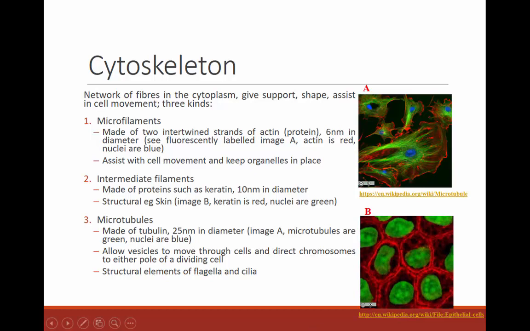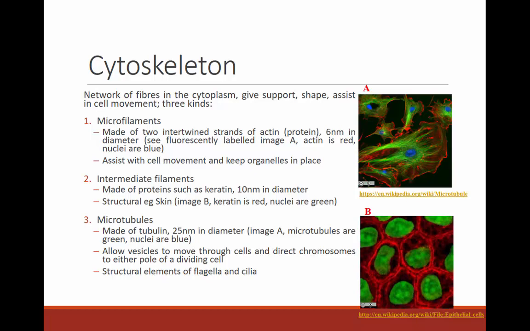Then the microtubules. Now, everyone remembers the flagella in motile bacteria. Yes, they've got microtubules. Also sperm have microtubules to aid in movement. Microtubules themselves are made of tubulin, a protein. They're a lot larger than the intermediate filaments or the microfilaments, and they allow the movement of vesicles through the cells and direct chromosomes to either end. So remember that centriole that I told you about?